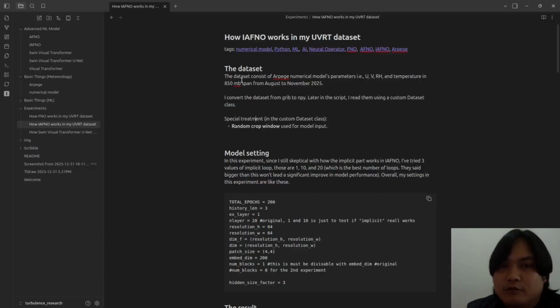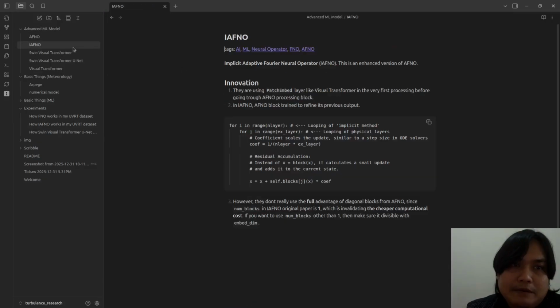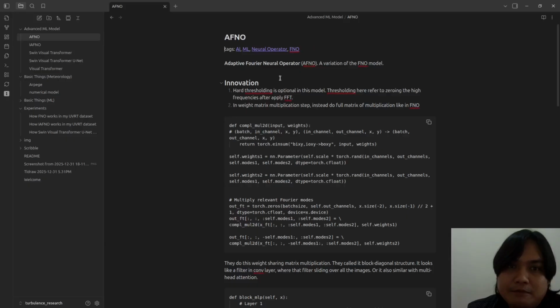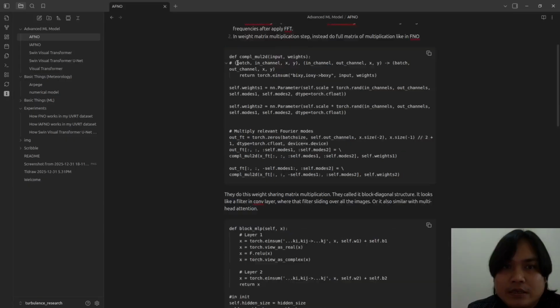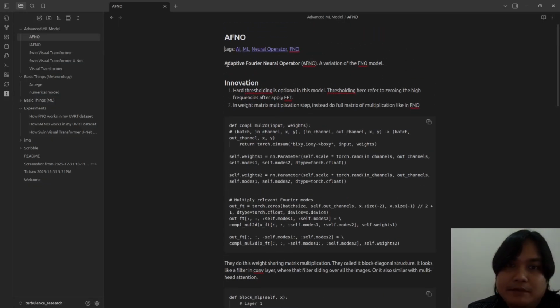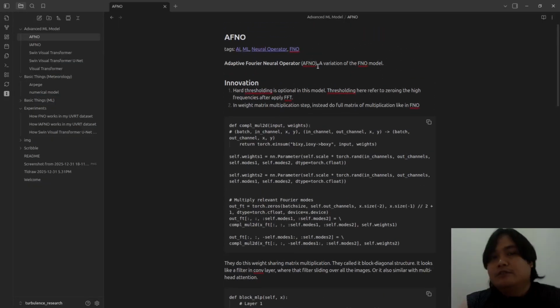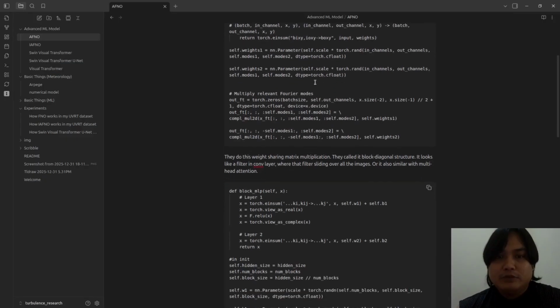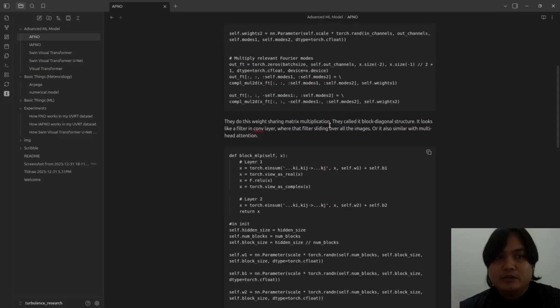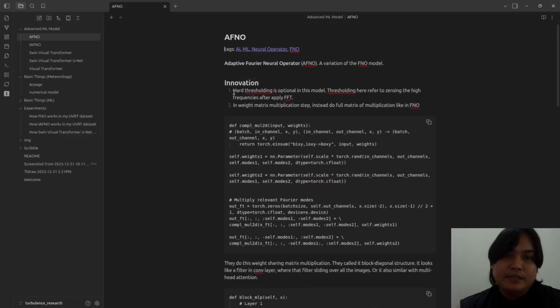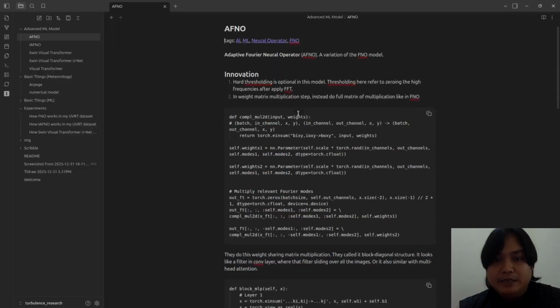First I want to explain about AFNO, the enhanced version of FNO. AFNO stands for Adaptive Fourier Neural Operator. What is the innovation of this model compared to FNO? Actually, it's only one: a diagonal block. From that innovation, we can bring three points of innovation.